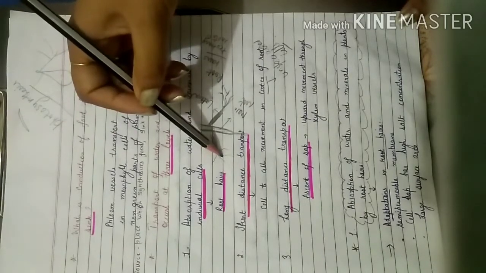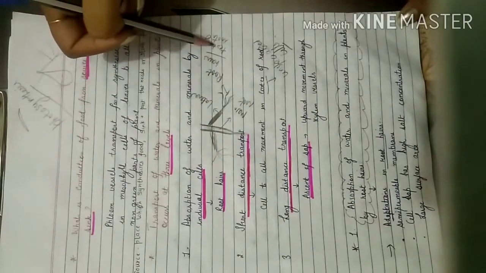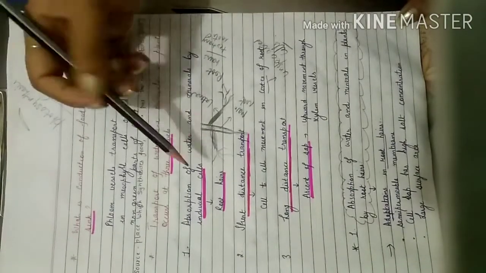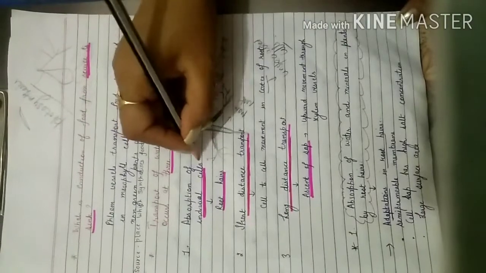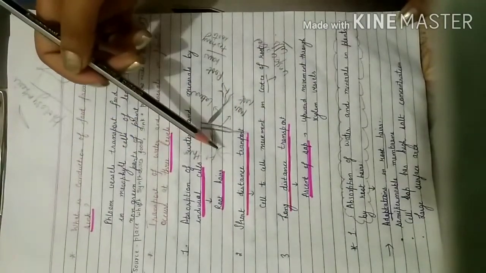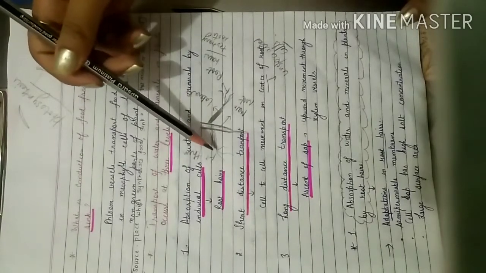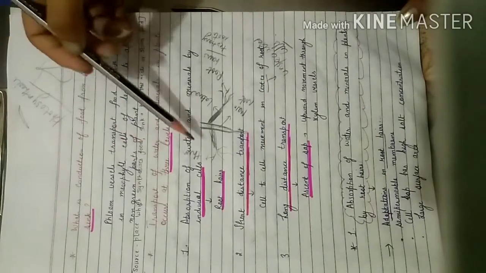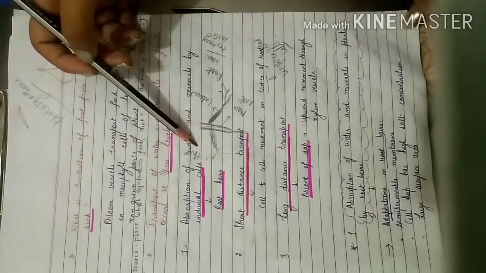Root hairs are also known as tertiary roots. These root hairs are very, very thin to allow water molecules to diffuse through them easily, to allow water to move very easily through them.